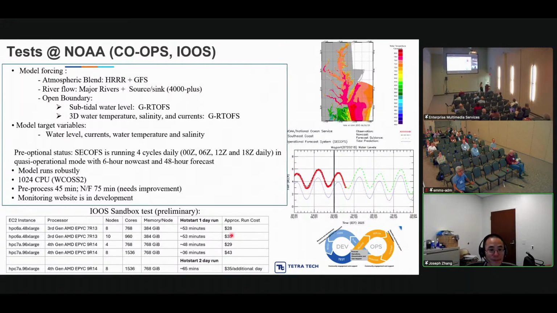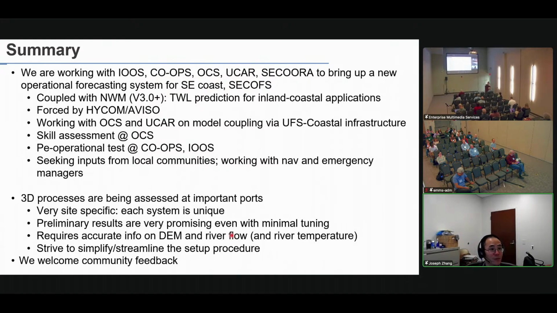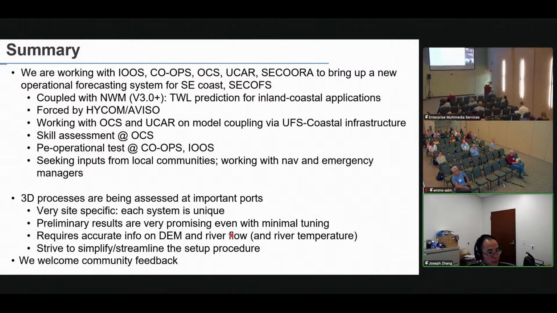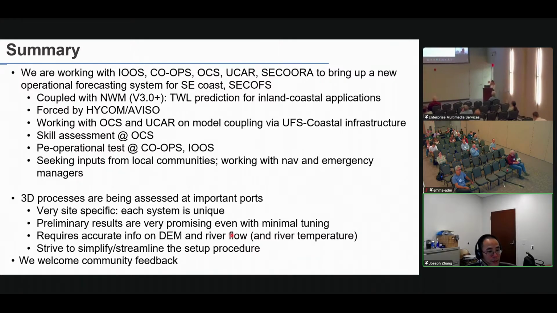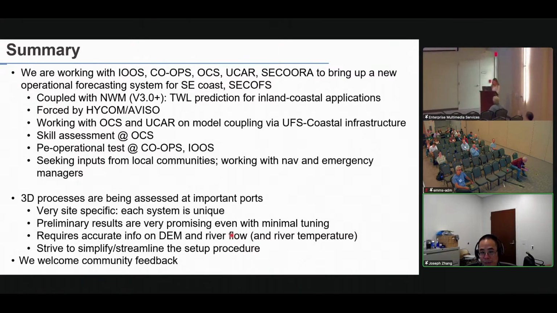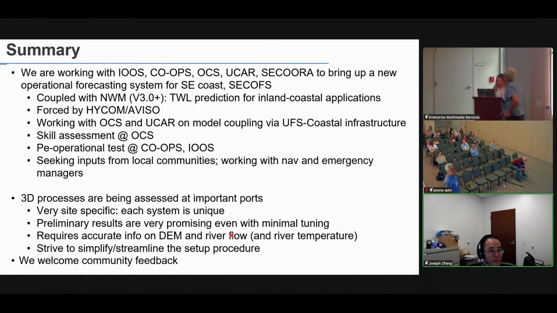Okay, so just quickly to summarize, we are working actively with IU, CO-OPS, OCS, UCAR, and Sicora to bring up a new forecast system. We use this opportunity to actively test the coupling with the National Water Model and with WaveWatch3, etc., using the UFS. We are actively working on a skill assessment, especially for 3D processes. Each system is unique, so we need to do site-specific validations. Lastly, we welcome community feedback. I'll stop here. All right, thank you.